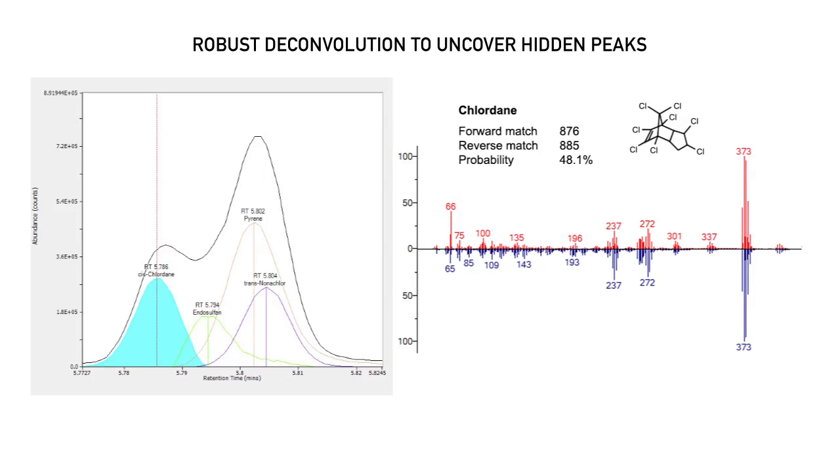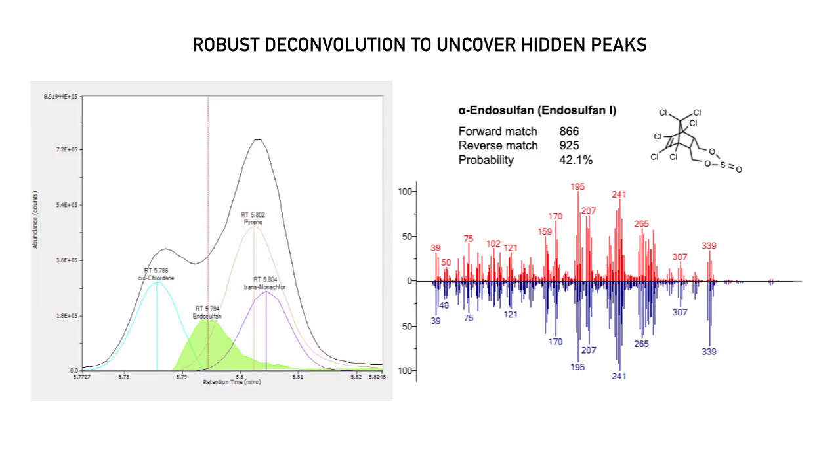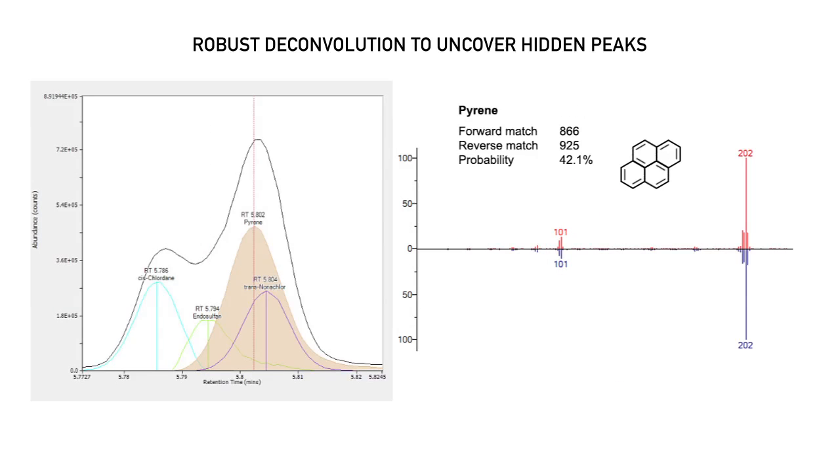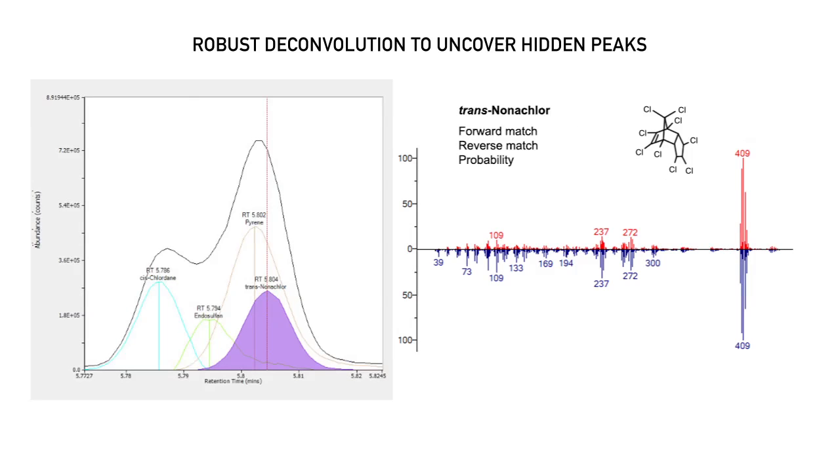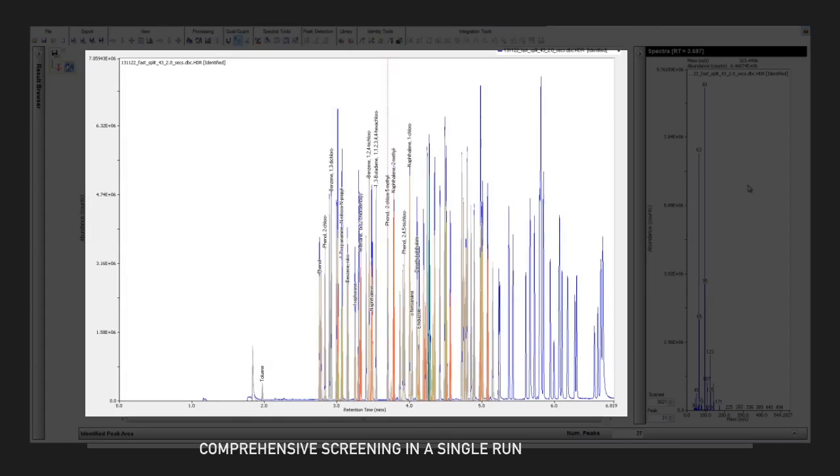The robust deconvolution algorithm, combined with the excellent spectral quality and high sensitivity of the BenchTOF, provides confident identification of co-eluting or masked peaks, allowing full screening of the entire sample in a single run.